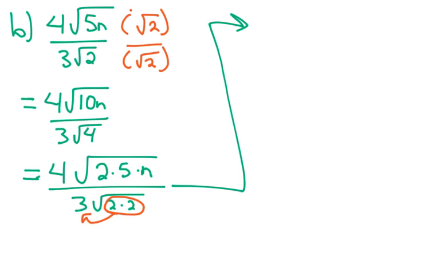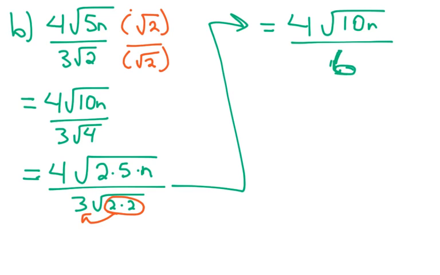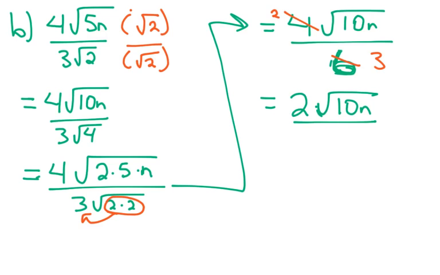No pairs on the top. So we can go ahead and combine those back. So we still have 4 root 10n on the top. And 3 times 2 would give us 6 on the bottom. Look to reduce. We can only reduce with the 4 and the 6. They would reduce to a 2 and a 3. So final answer would look like 2 root 10n over 3.